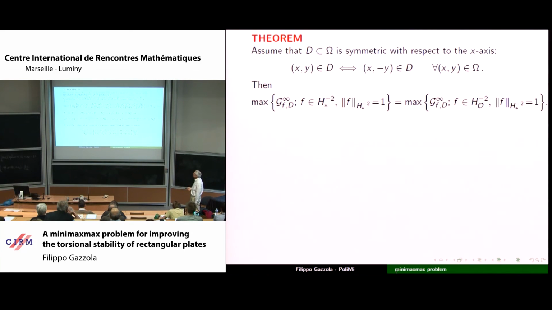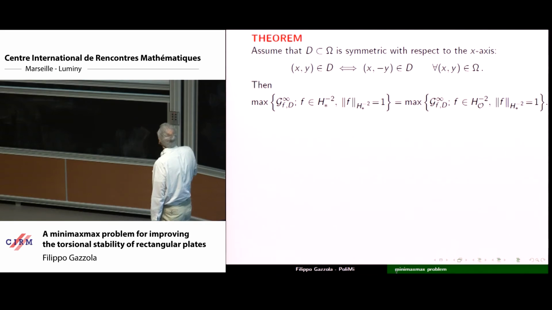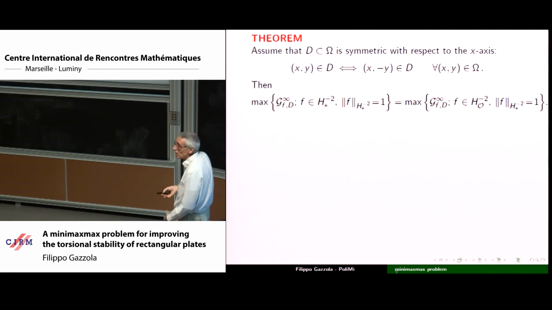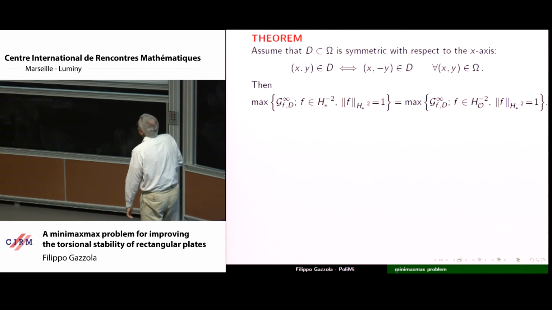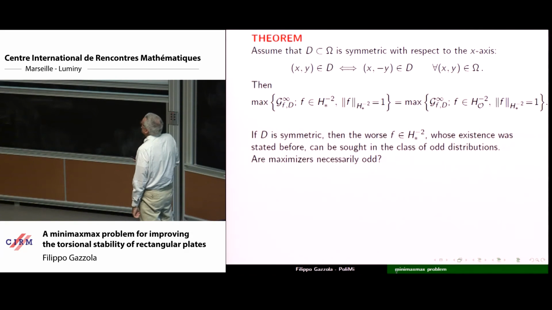And okay, so the first result is the following. Assume that D is symmetric with respect to the x-axis, meaning in the y direction you have symmetry. Then you can seek the maximum of this only among functions, distributions in this case, which are odd. So you only need to take these ones. So you restrict the class of admissible functions in some sense.